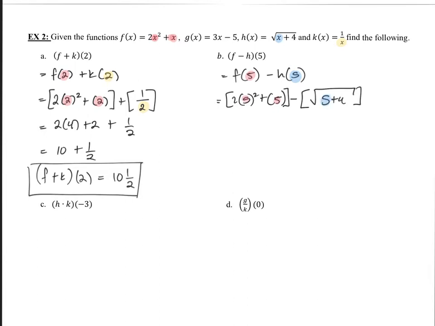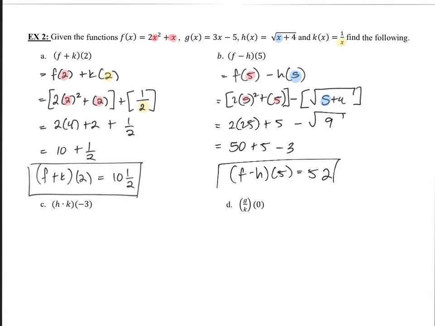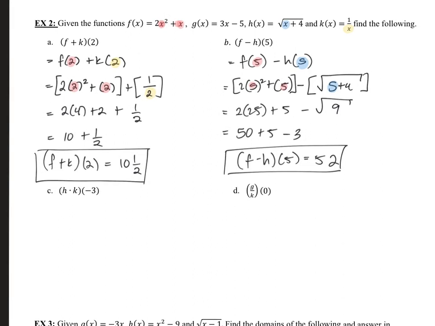Alright, let's go ahead and simplify. That'll be 2 times 25 plus 5 minus the square root of 5 plus 4, which is 9. 25 times 2 is going to be 50 plus 5 minus, and the square root of 9 is 3. Simplifying across, we'll get 55 minus 3, which is going to be 52. So f minus h of 5 equals 52. And we have 2 more to go.